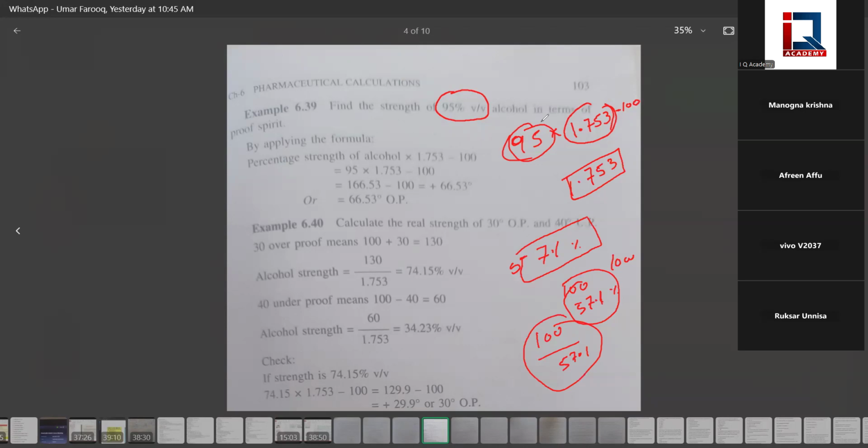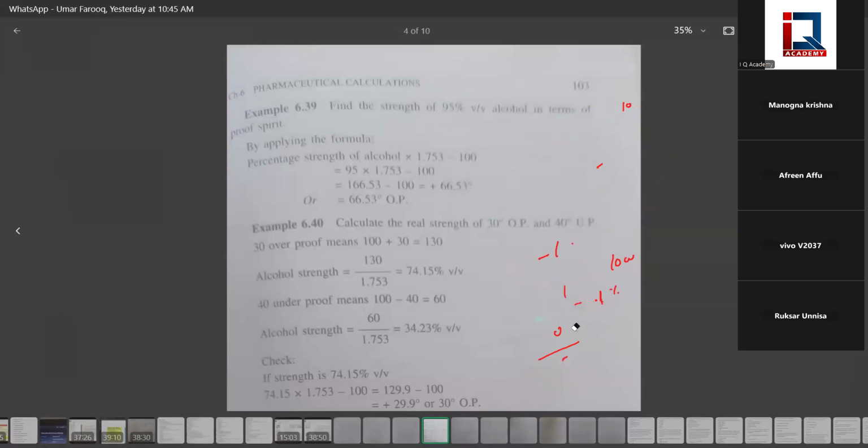If the result is positive, then it's called overproof. If the result is negative, then it's called underproof. So this is the calculation. Let's do two examples, then you will understand how to calculate. I hope you understood. So we are doing the first step.